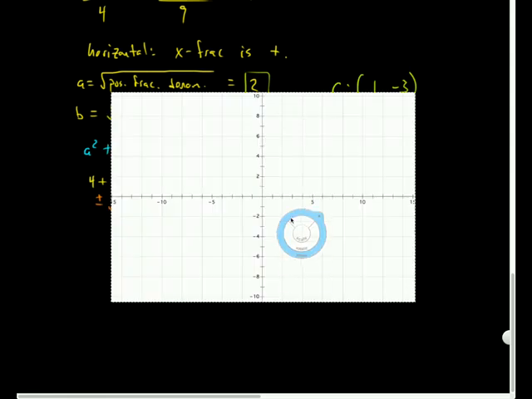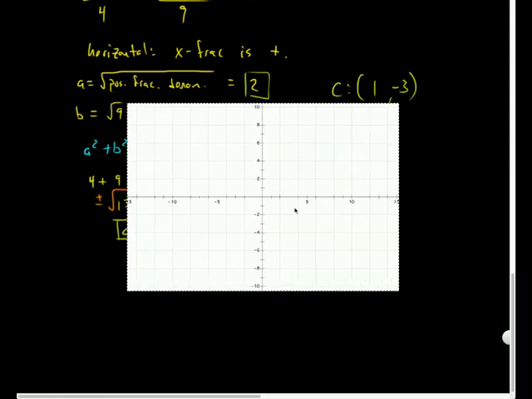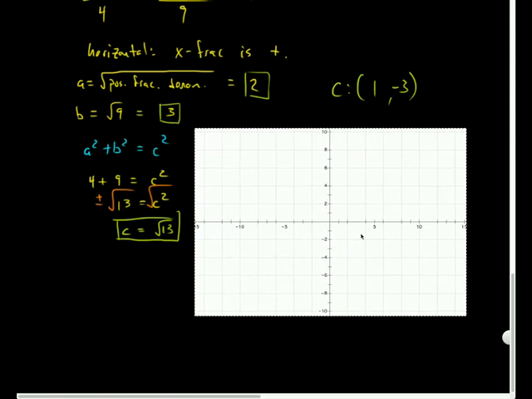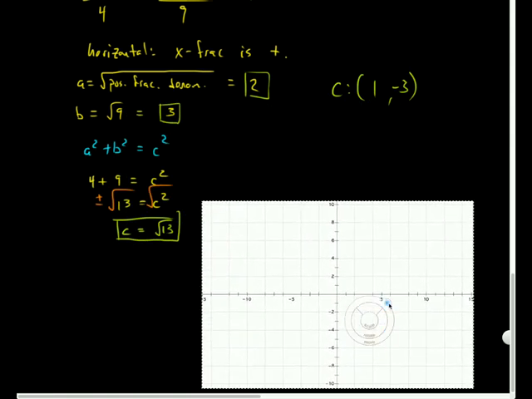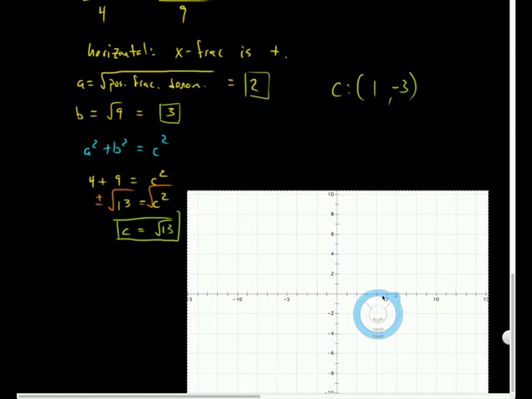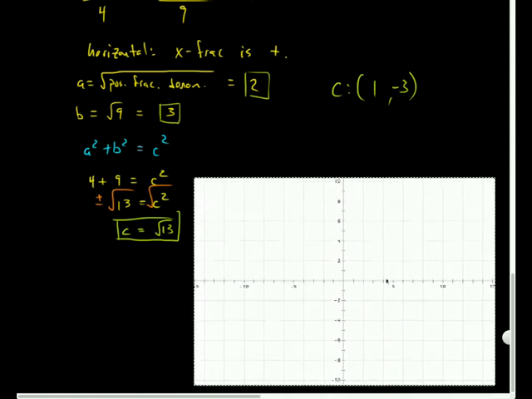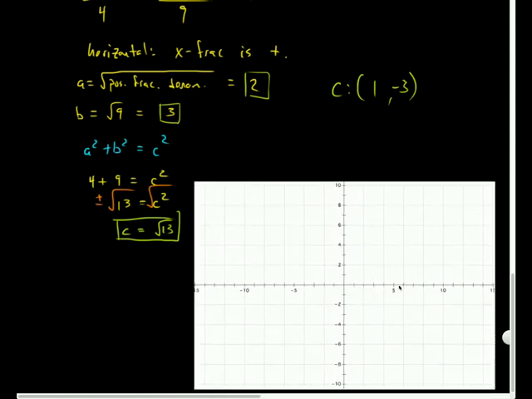Let's see if I can. I think I've got a... yeah, here we are. Hopefully you guys can see some of these. I think I'll fit it right here. So let's plot some of our information here. So I know the center is at over 1, down 3. So here's my center. Maybe I'll choose a darker color. Right? So there's my center.